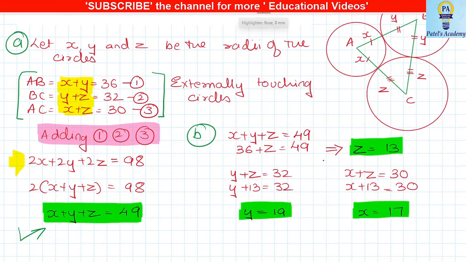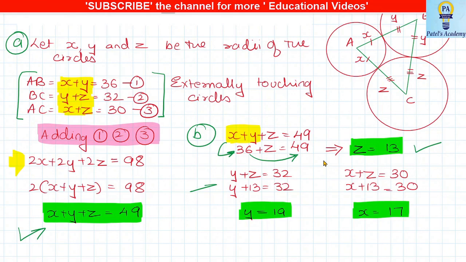See the B part. I've written the equation again, that is x plus y plus z is 49. Now from here, what is x plus y? See the first equation, which I marked 1. What is x plus y? x plus y is nothing but 36. So if x plus y is 36, and that 36, if I shift here, I get the value of z as 13.